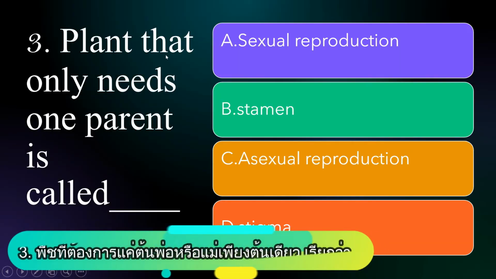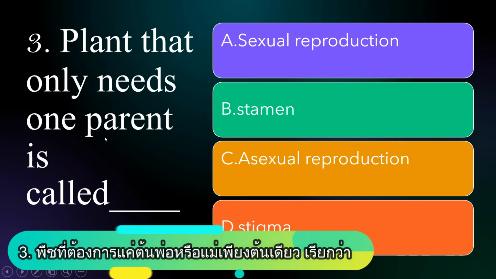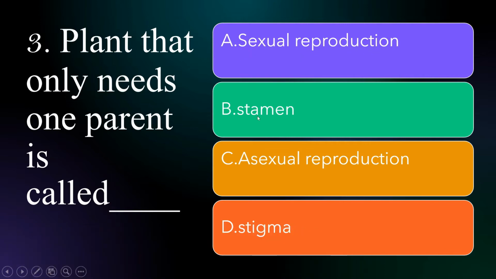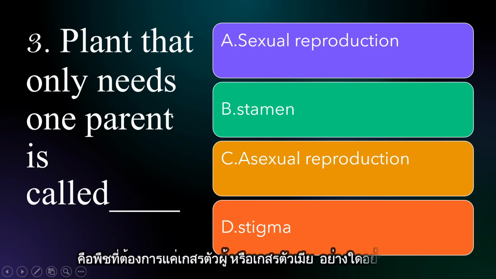3. Plant that only needs one parent is called, A. Sexual reproduction. B. Stamen. C. Asexual reproduction. D. Stigma. Okay, one parent means the plant only needs either stamen or pistil. Only one of them, either stamen or pistil.